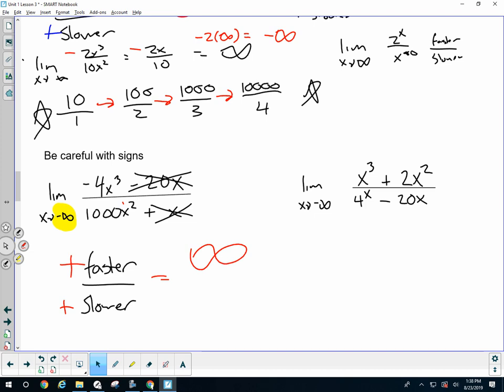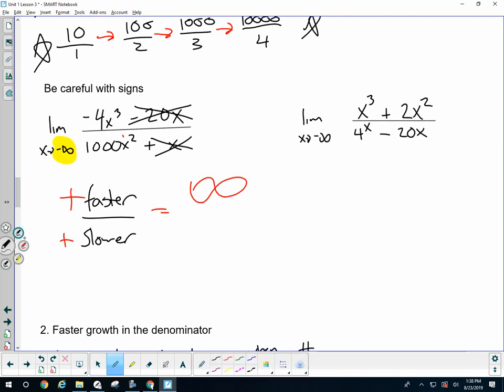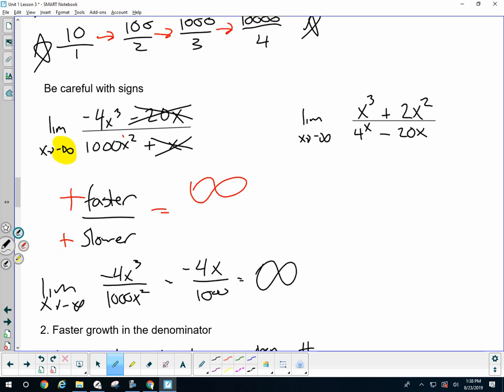The other way would be to algebraically simplify these things. You can write that we have essentially the limit as x approaches negative infinity of negative 4x cubed over 1,000x squared, which simplifies to be negative 4x over 1,000, negative 4 times negative infinity, positive infinity. I would say this will be easier and will work for all situations.